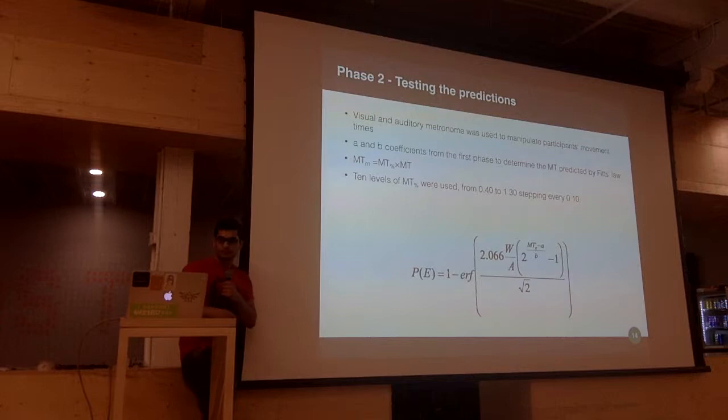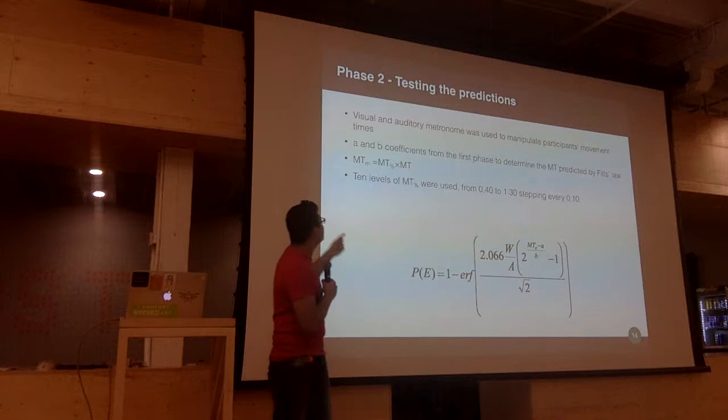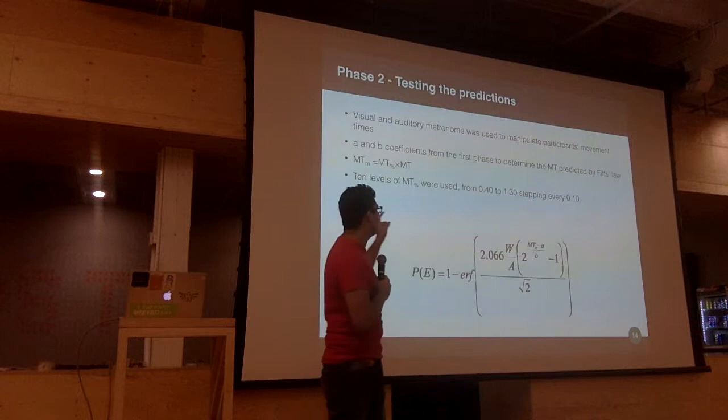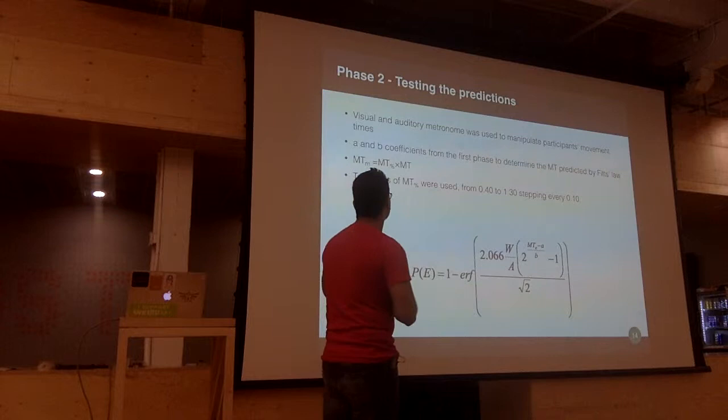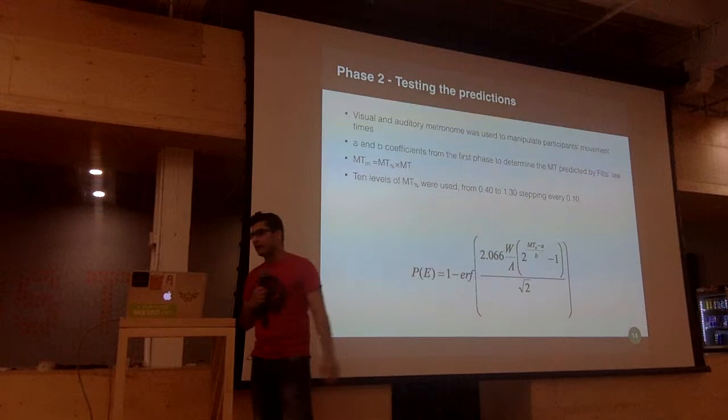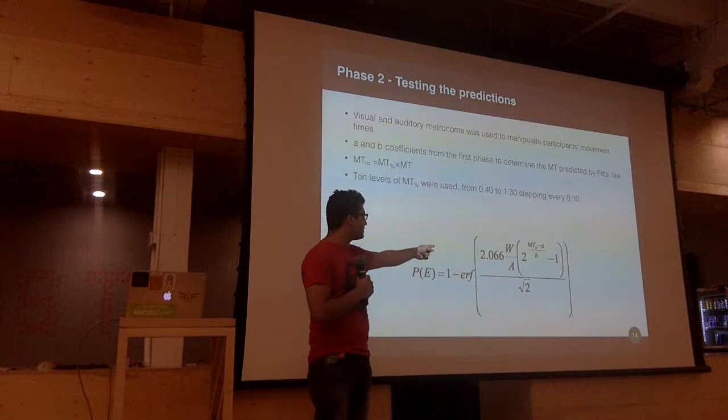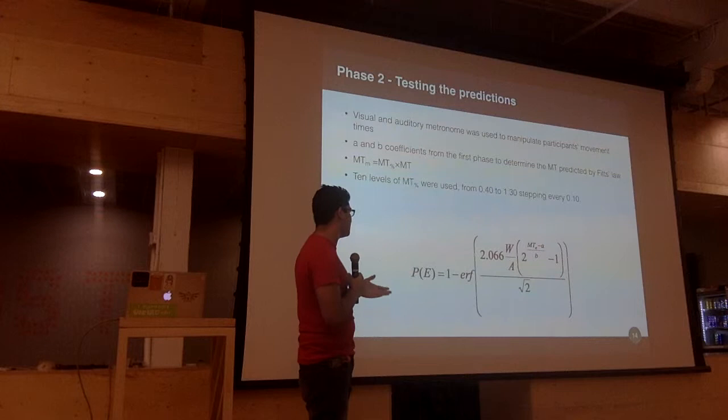So, we had the AMB experiments for the first phase, and the way they calculated the manipulated movement time was they went from a level of 0.4% of the movement time predicted by Fitts' law to 1.3%, stepping every 0.1 increments. For each phase, the users had to do the task, and they simply calculated the error rate, put the stuff into the formula, and tried to match whether the predicted error rate was even close to the actual error rate of the user.